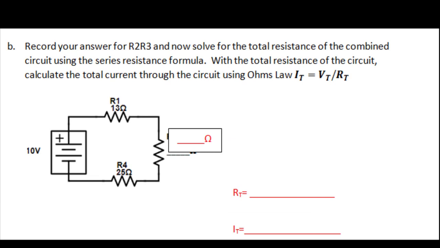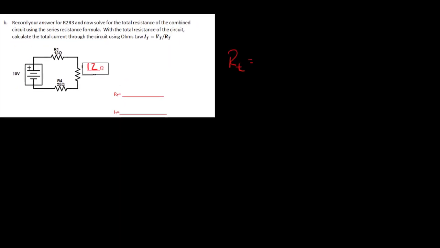Okay, now we're on part B of that same problem, and what we've done is we've calculated what this equivalent resistor is here, and I'm just going to write that in. Sorry about that, I have to make my layer active. You'll see that I've got 12 ohms right there. So now we've got an equivalent circuit, and this is just a series circuit. So what I can do is find my total resistance, which is going to be equal to R1 plus the equivalent resistor R23 plus R4. When I do that, pretty simple, 13 ohms plus 12 ohms plus 25 ohms equals 50 ohms.